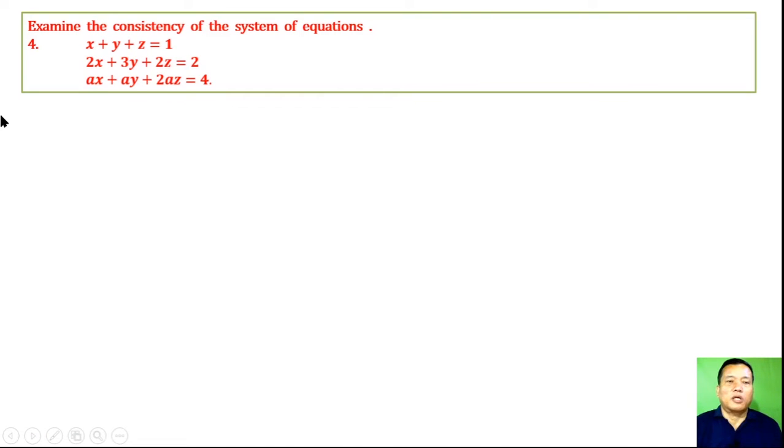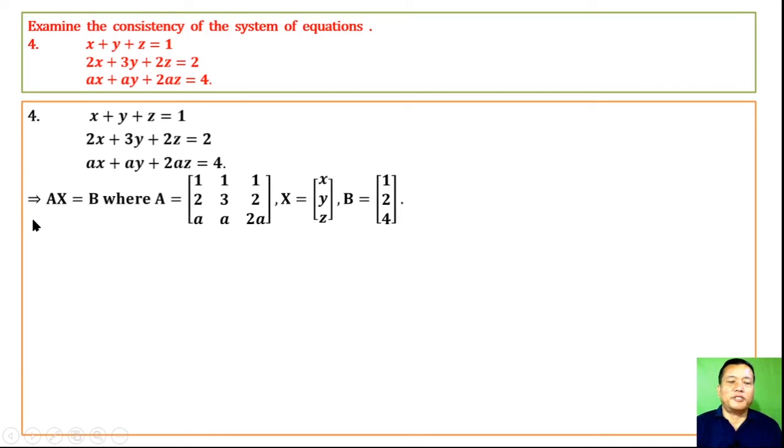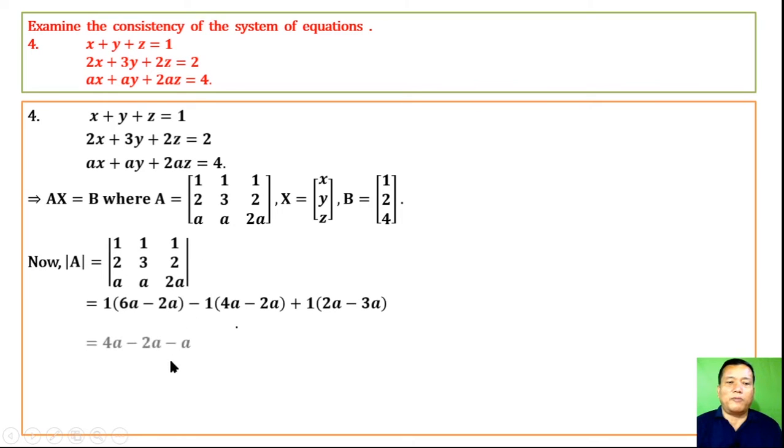Question number 4. Consistency test. The equation can be written in matrix form as Ax equal to B, where A is this, X equal to this and B equal to this. Now the determinant of A, the value evaluated, is A which does not equal to 0. Thus the system of equations is consistent. System of equations are consistent with unique solution.